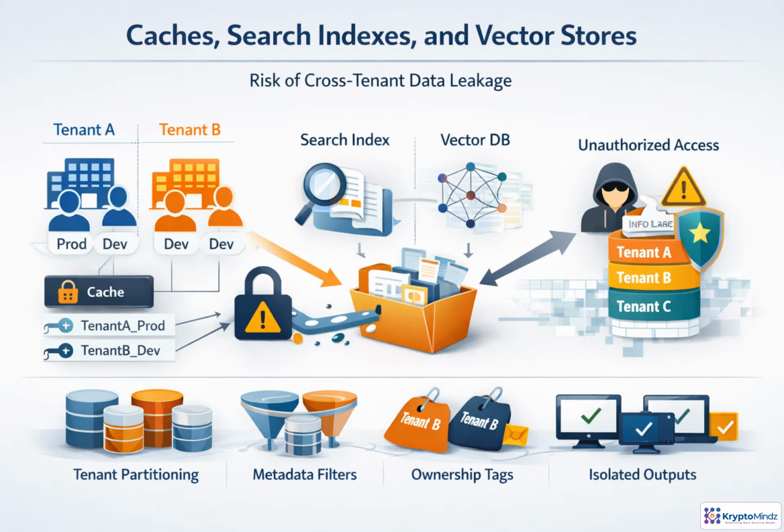Secondary stores are part of the tenant boundary, not plumbing outside it. Caches need keys that include environment, tenant, workspace, resource, and a content hash, so one tenant never receives another tenant's result. Search indexes and vector stores need either physical tenant partitioning or mandatory metadata filters on every query. Derived data matters too. Embeddings, summaries, and tool outputs must carry ownership tags. The dangerous pattern is a global cache or unfiltered semantic search that feels fast, but silently crosses boundaries. Reuse outputs only when the design proves it is safe.